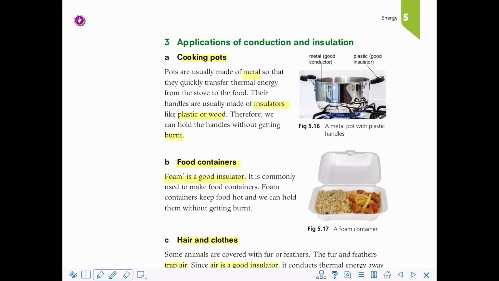Now, we will move on to the last aim of this video lesson. We will discuss 3 examples of application of conduction. Applications of conduction and insulation. A. Cooking pots. Pots are usually made of metal so that they quickly transfer thermal energy from the stove to the food. Their handles are usually made of insulators like plastic or wood. Therefore, we can hold the handles without getting burnt.